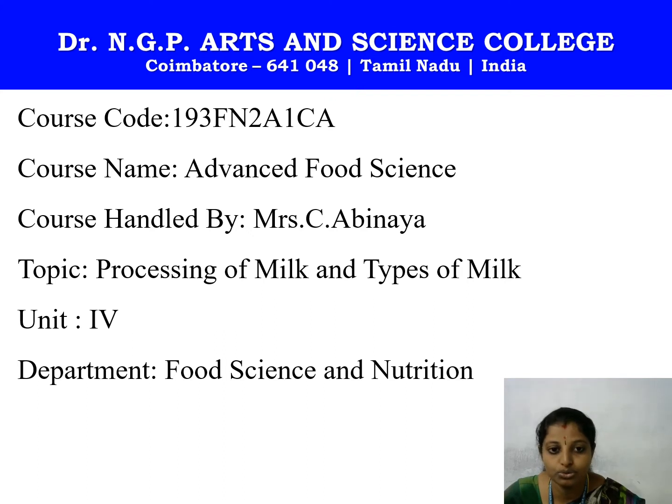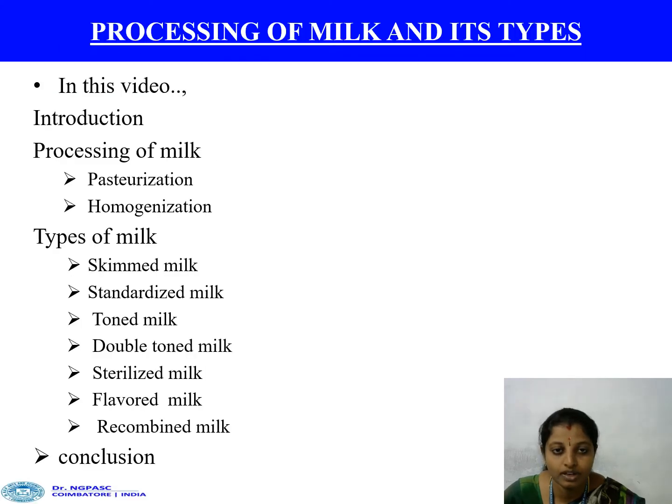I am going to talk about the processing of milk and types of milk. This video consists of an introduction, processing of milk, pasteurization, homogenization, and types of milk: skimmed milk, standardized milk, toned milk, double toned milk, sterilized milk, flavored milk, recombined milk, and a conclusion.